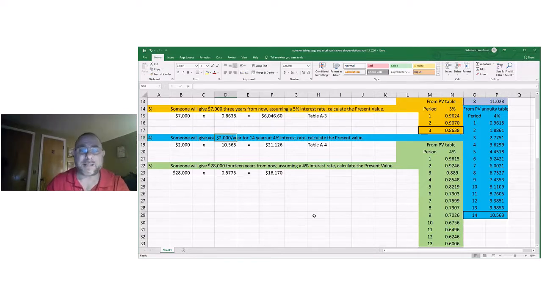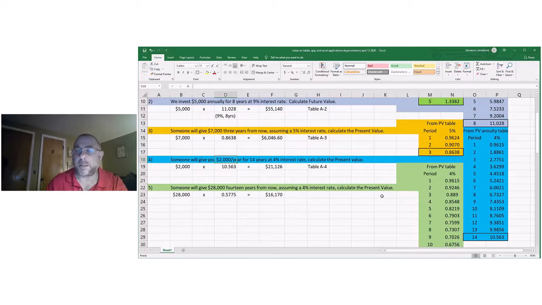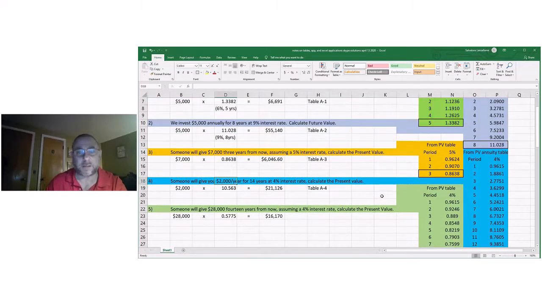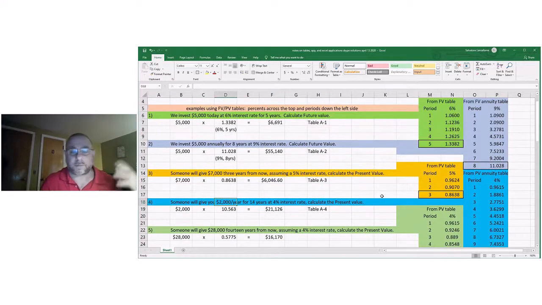Okay? So that's how you use the present value and future value tables. Your textbook uses a variety of examples as well, but this is all I'm expecting you to know in terms of how to use the table.